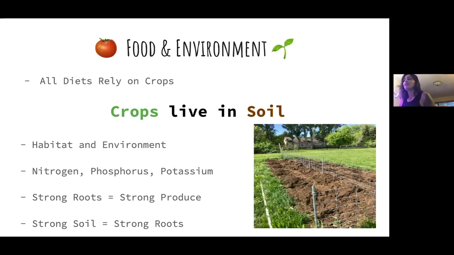Like many plants, crops live in soil, and as any living thing, they depend on their habitat and their environment to provide them with everything they need to thrive. So for plants, that's nitrogen, phosphorus, and potassium, 3 very specific things. When crops thrive, the roots are strong and capable of absorbing those vital nutrients, thus being the only state in which a food crop can actually grow nutrient-rich produce. So when we have strong roots, we have strong produce, and when we have strong soil, we have strong roots.